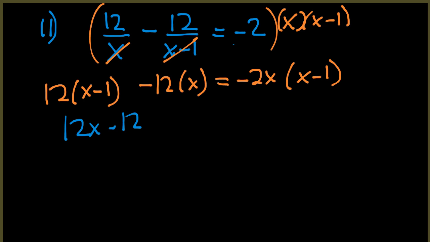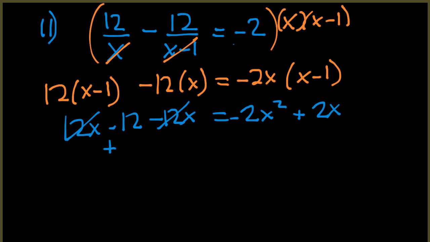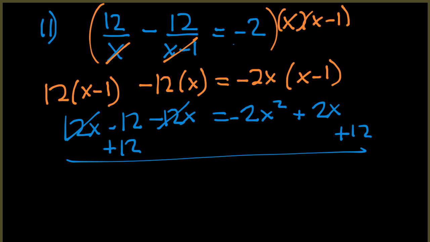12x minus 12 minus 12x equals 2x squared negative, see, that's where I forgot it before too, times plus positive 2x. All right, combine my like terms. Notice these are going to negate each other. For this term, I'm going to have to add 12 to both sides. So what I'm left with is 0 equals negative 2x squared plus 2x plus 12.